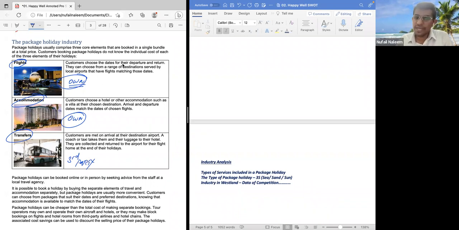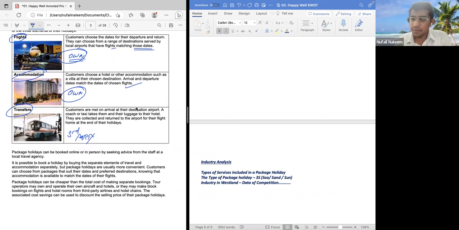Customers choose the dates for their departure and the return. They can choose from a range of destinations served by local airports that have flights matching those dates. This is a general point of view that they have mentioned, so nothing to worry about. Customers can choose a hotel or accommodation such as a villa in their choice of destination. Arrival and departure dates match the dates of the chosen flights. The transfer is the internal locomotion, how you travel within the area where you went. Customers are met on arrival at their destination airport. A coach or a taxi takes them and their luggage to their hotel. They are collected and returned to the airport for their flight home at the end of their holidays.